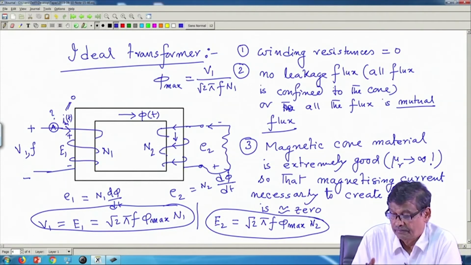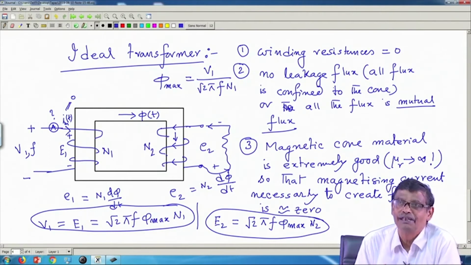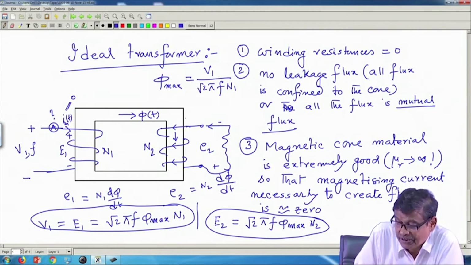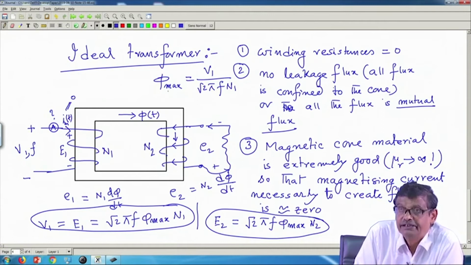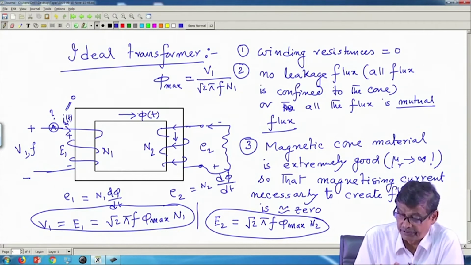Now, is this in accordance with Lenz's law? The answer is no. Why? Because the cause of the voltage induced is that phi was increasing, is it not? Phi was positive and increasing, d phi by dt was positive, that was our assumption.